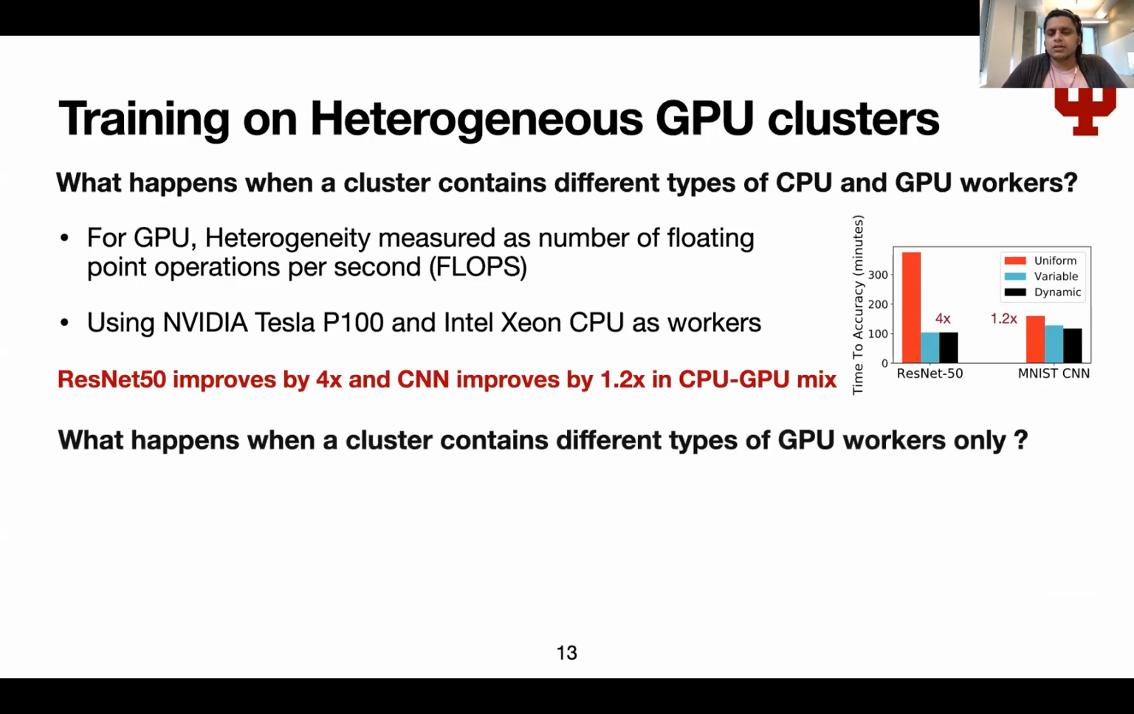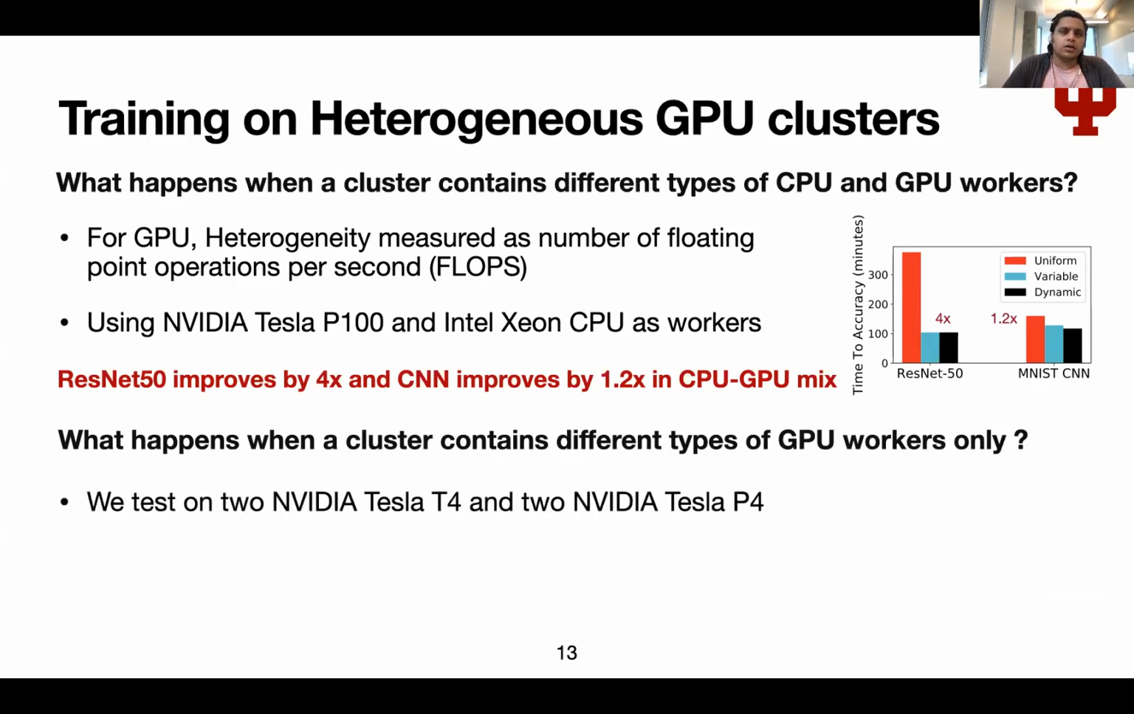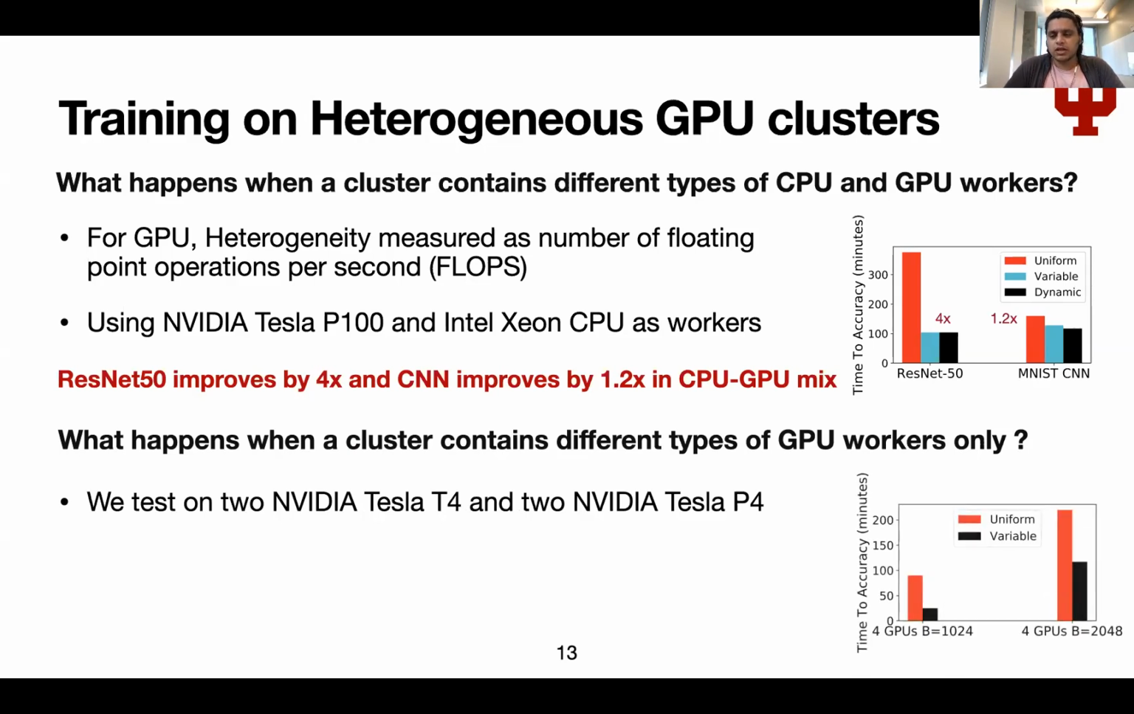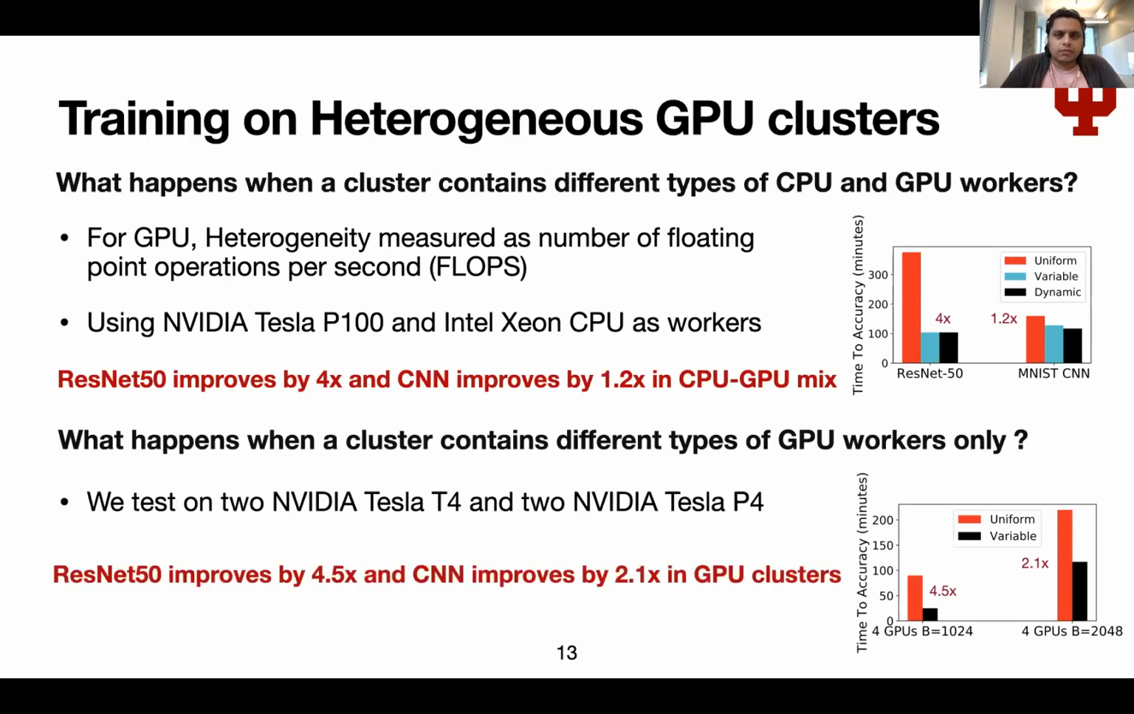And what happens when a cluster contains different types of GPU workers only? We test a 4-node config that consists of 2 Tesla T4s and 2 Tesla P4s. And we saw gains of 4.5 and 2.1x. So pretty decent.